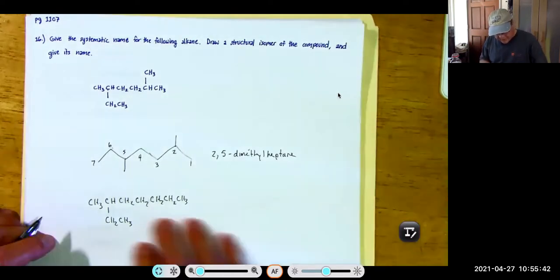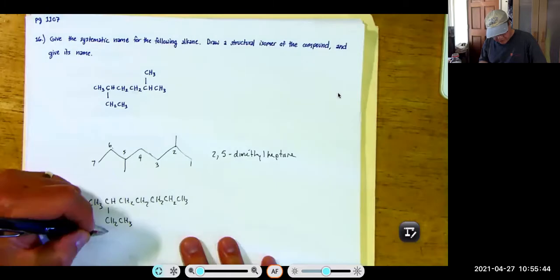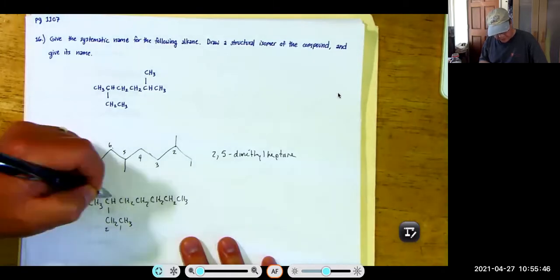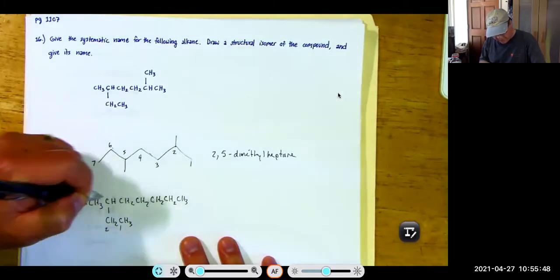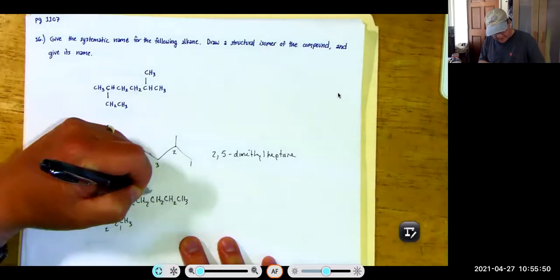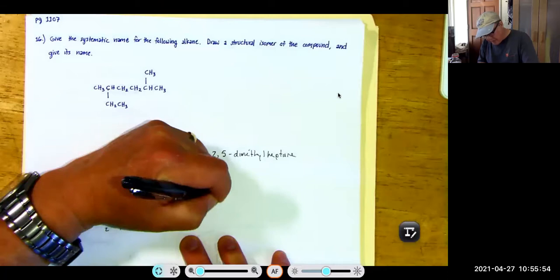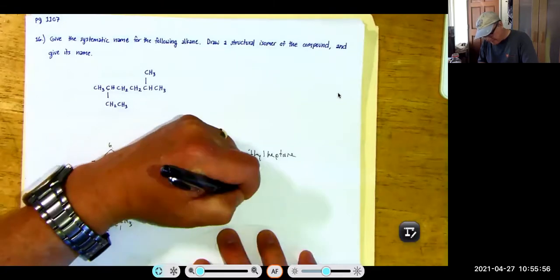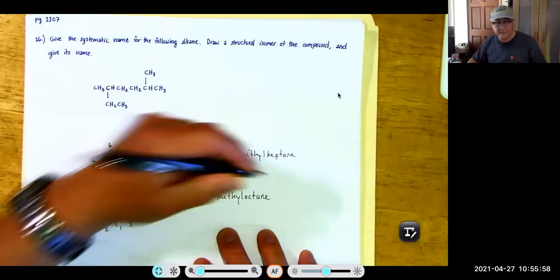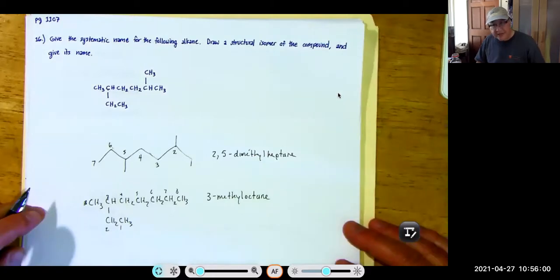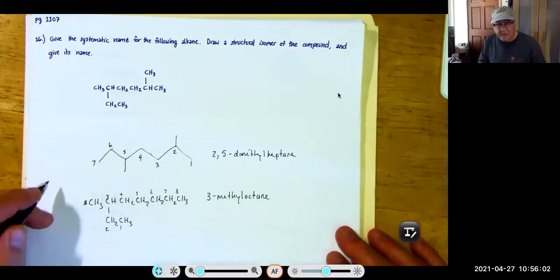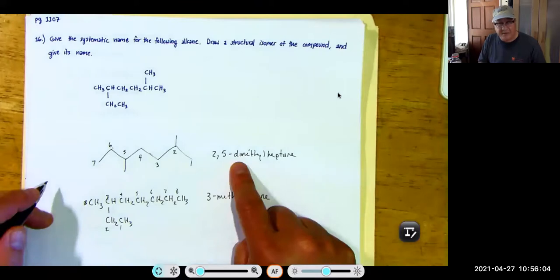So what would the name of this guy be? 1, 2, 3, oops, 3, 4, 5, 6, 7, 8. This would be 3-methyloctane. And a real quick check of this is when you see this dimethyl, how many carbons are there due to the dimethyl?